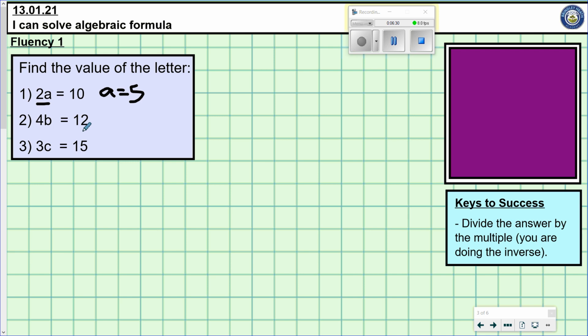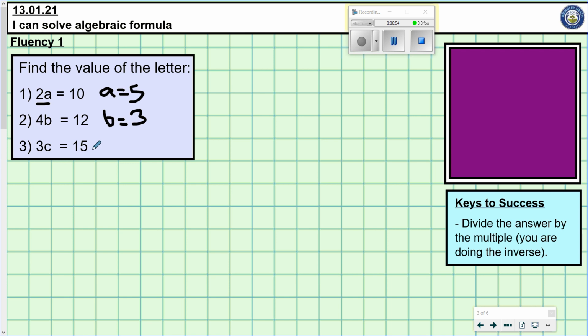Okay, moving on to question 2 then. Following my keys to success, I've got 4b equals 12. I'm going to divide my answer by my multiple, so I'm going to do 12 divided by 4. 12 divided by 4 is 3, so I think b equals 3. Let's check my answer. 4 times 3, 4 lots of 3, is 12. Yeah, it is.